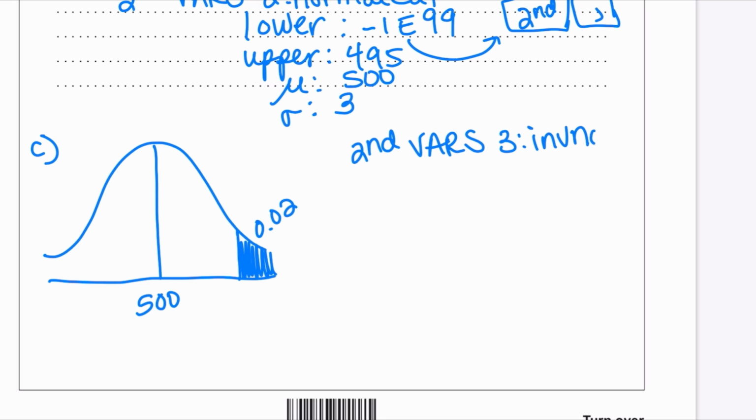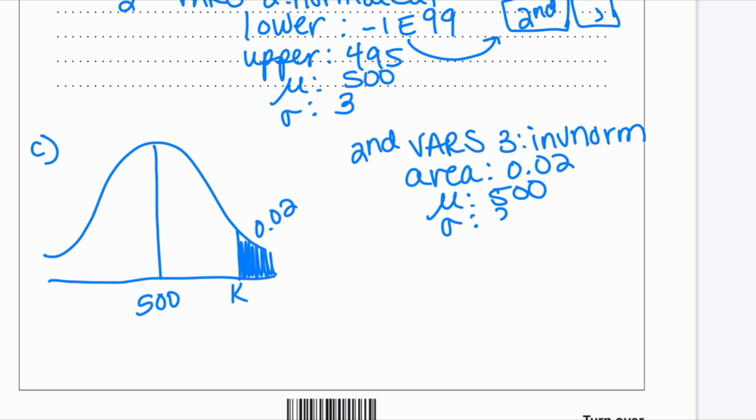I go to the calculator, second vars, this time option 3, inverse norm. And it's inverse norm because I know the area. I'm trying to figure out the actual value. Okay, what is the actual weight? I want to figure out what is that K. So the area is going to be 0.02. The mean is 500. The standard deviation hasn't changed, it is 3. And this time it is tailed right.